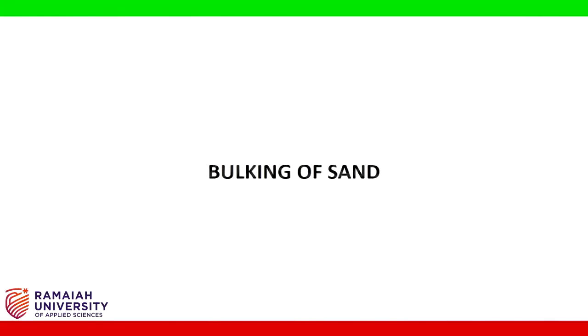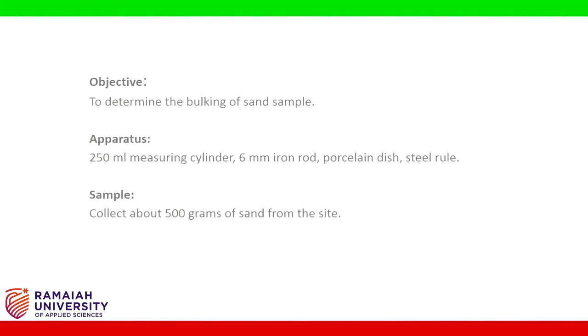Hello friends, with this experiment we are determining the bulking of sand sample. Apparatus: 250 ml measuring cylinder, 6 mm iron rod, porcelain dish, steel rule. Sample: collect about 500 grams of sand from the site.